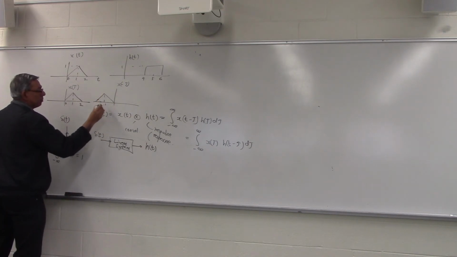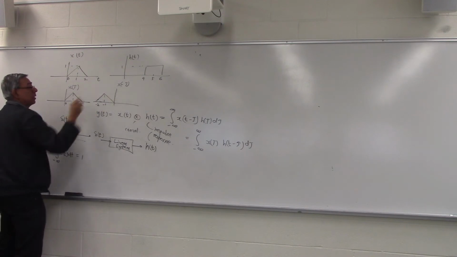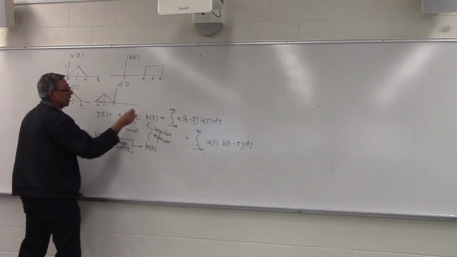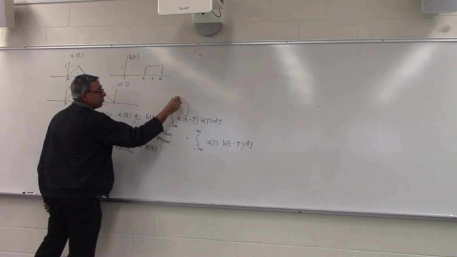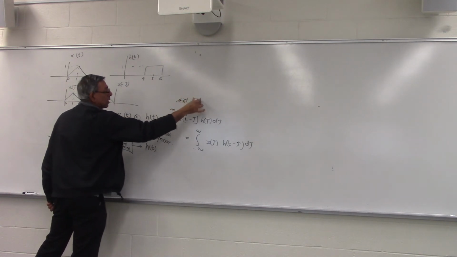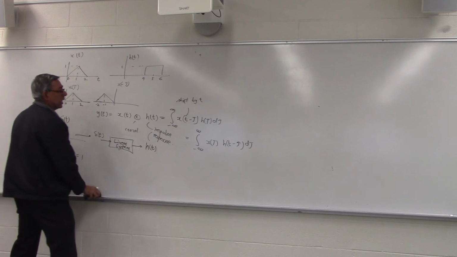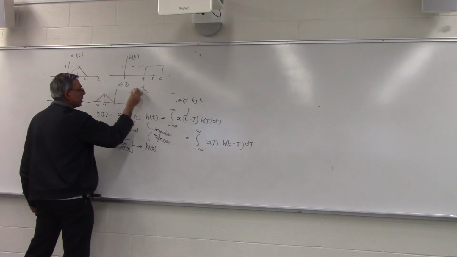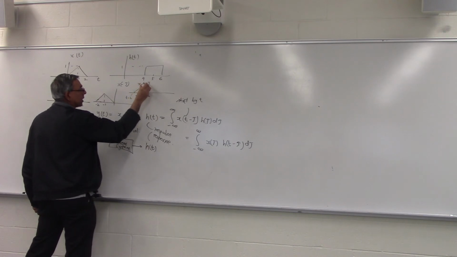So this will become -1, -2. So this is how x of minus tau will look, right? Then what about x of t minus tau? Okay, so this is basically a shift by t. So then this will look as follows: this will be t, this will be t minus 1, this will be t minus 2, and this will be x of t minus tau.